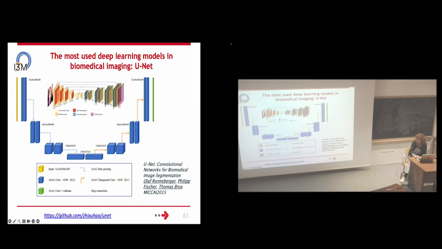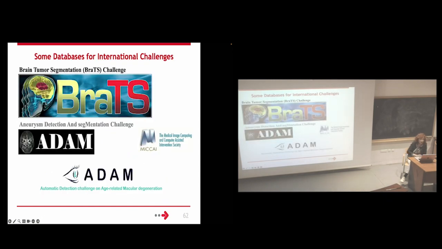Some challenges are organized in the frame of MICCAI, like BRATS. BRATS is a challenge for brain tumor segmentation. We have another challenge for aneurysm detection, whose name is ADAM. There's another ADAM challenge, but not in the frame of MICCAI, for age-related macular degeneration. So we have two ADAM challenges, one for aneurysms in the brain, and another one for the retina.